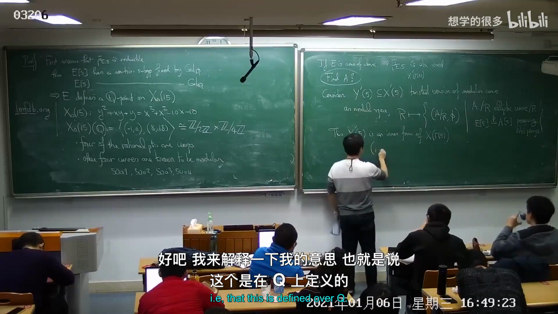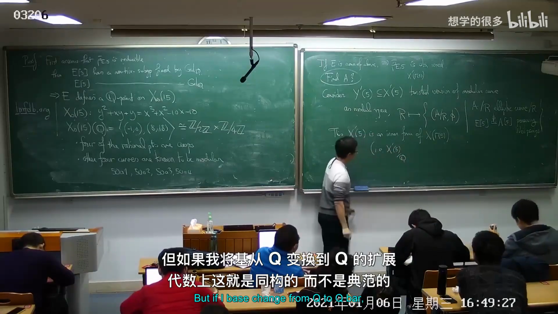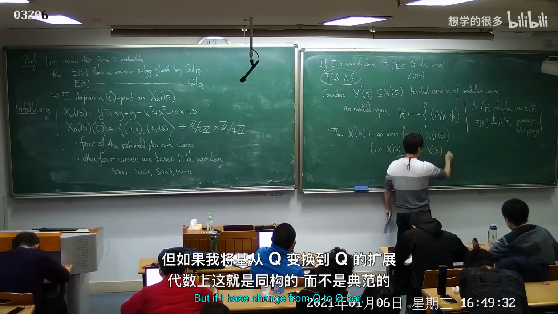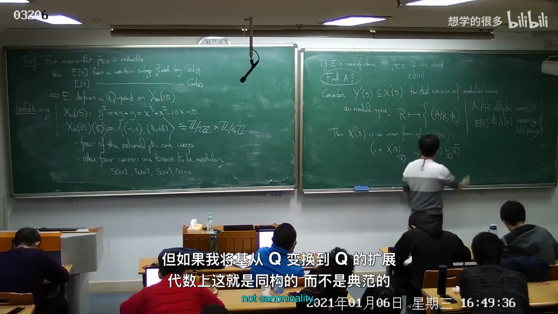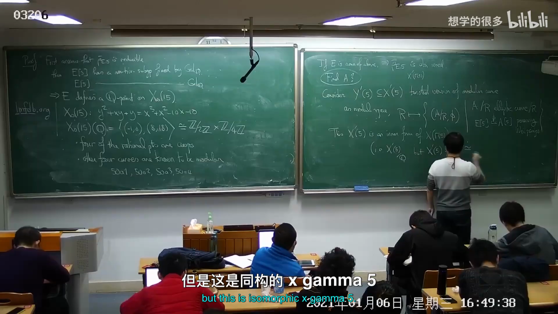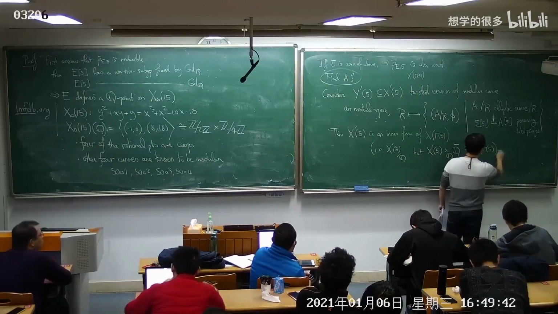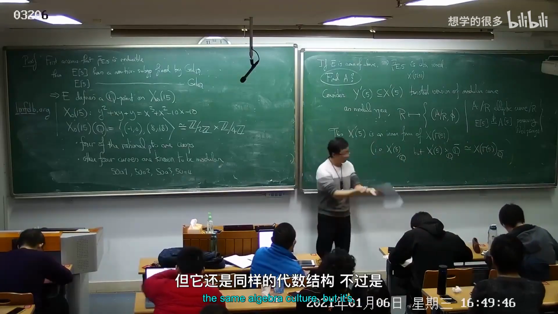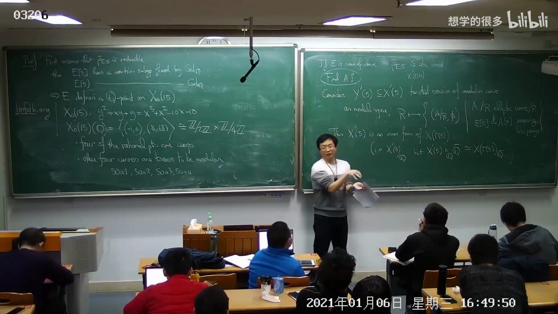That is, this is defined over Q, but if I base change from Q to Q bar, the algebraic closure, this is isomorphic, not canonically, to X gamma 5. So it's the same X gamma 5 after base change to the algebraic closure, but as a Q variety, it looks different.